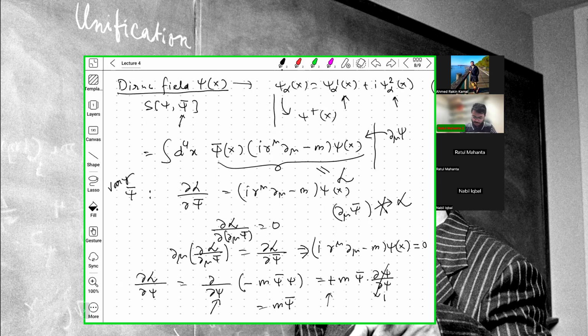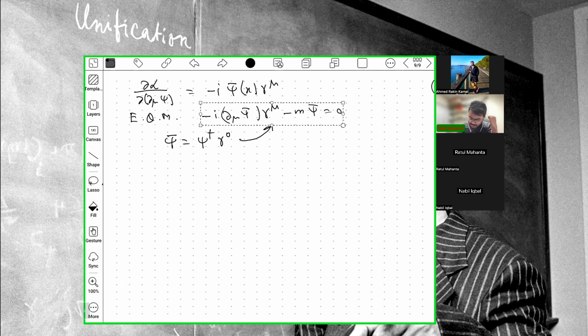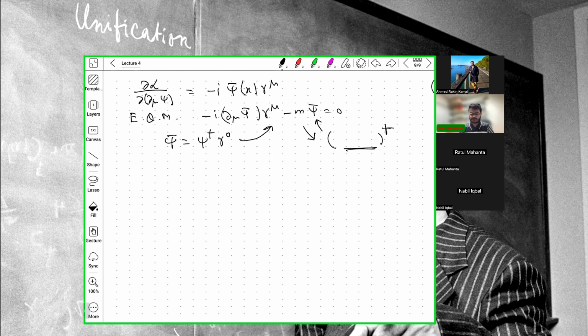Therefore, we need to make some identifications, and you can check that the identification should be psi bar gamma mu. That will lead the equation on psi bar to be nothing but the complex conjugate of the Dirac equation. You have the Dirac equation, take the complex conjugate, and you will get the equation in psi bar if you identify this way. Okay, so this is important.